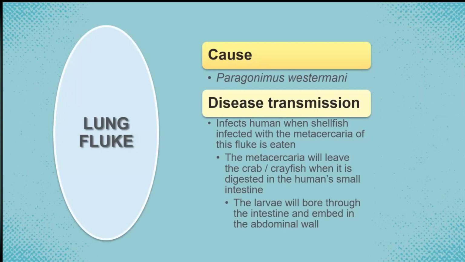The lung fluke's cause is Paragonimus westermani. For disease transmission, infection of humans occurs when shellfish infected with the metacercariae of the fluke are eaten. The metacercariae leave the crab or crayfish when digested in the human small intestine. The larva will bore through the intestine and into the abdominal wall.